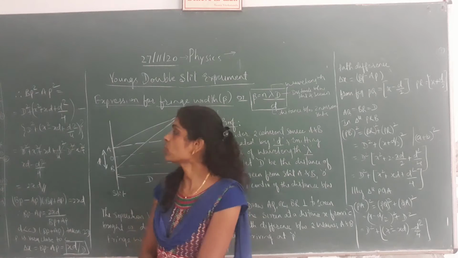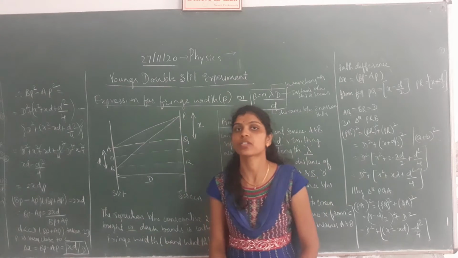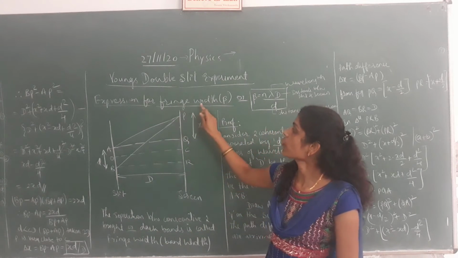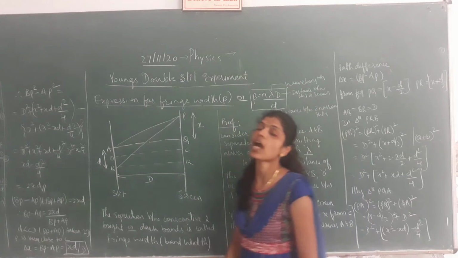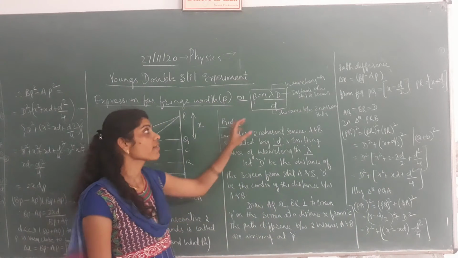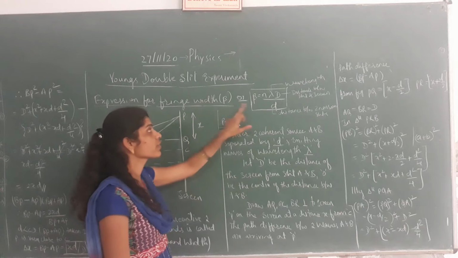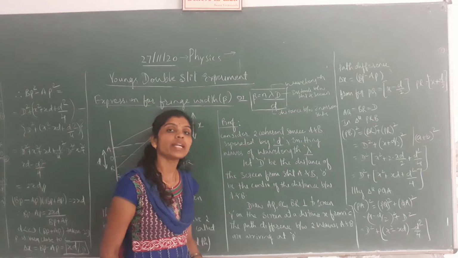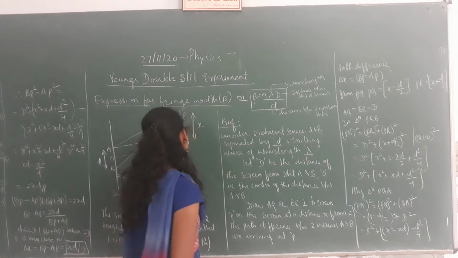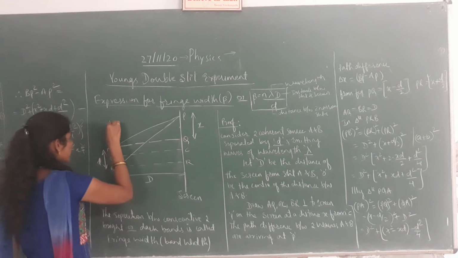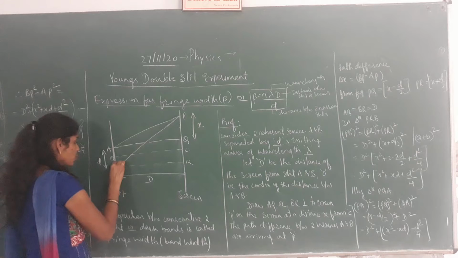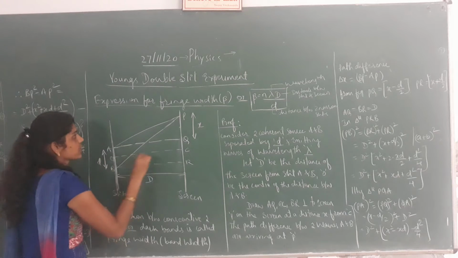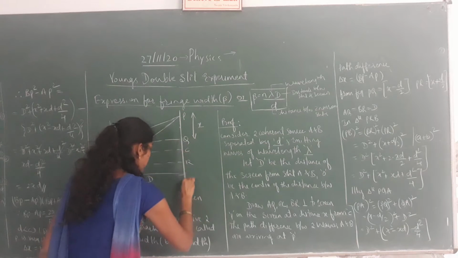Today we are going to discuss an important expression, that is the expression for fringe width beta, or they may ask this one: derive an expression for fringe width beta is equal to n lambda D divided by d. So let us see how to derive this one. We are considering this diagram. These are the two slits we are considering, and this is the screen we are keeping.